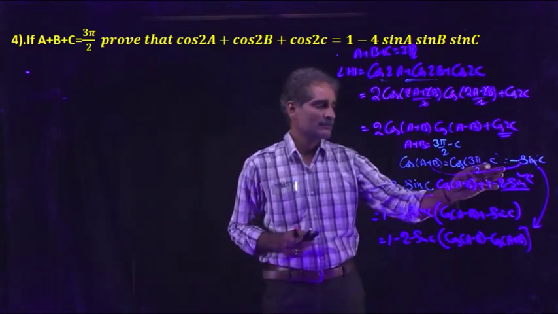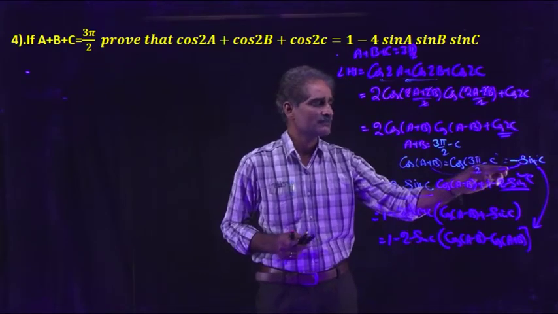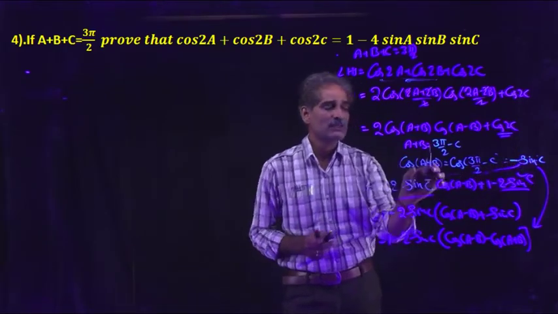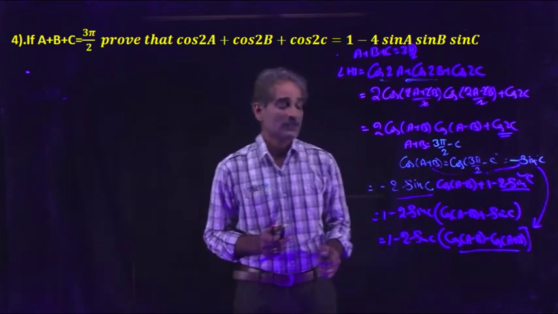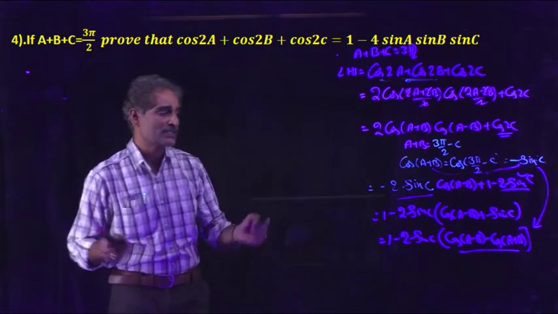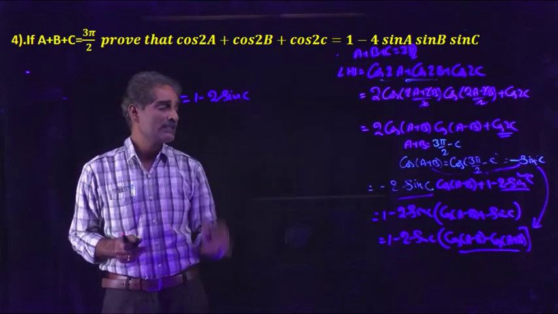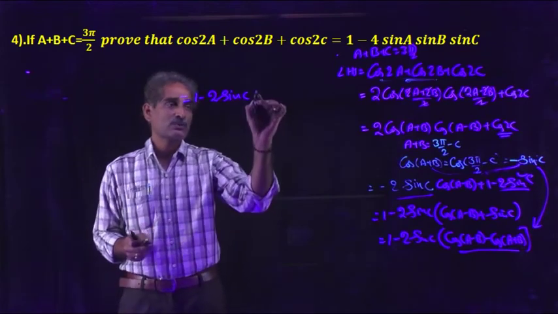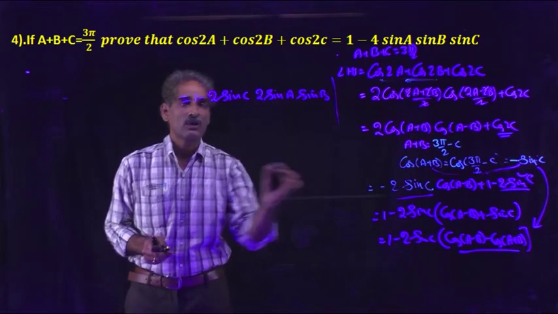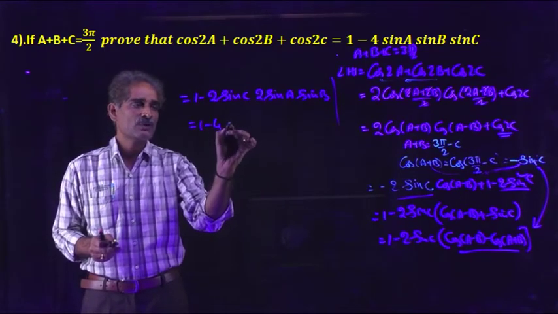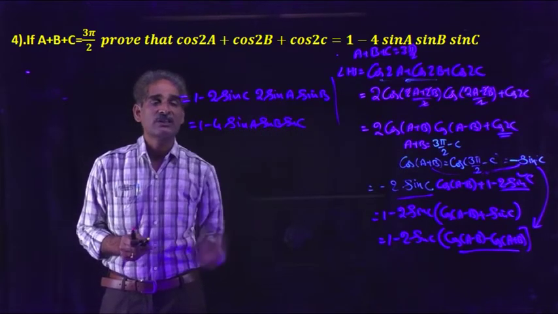Understand? So here, okay, this is not wrong. Right. So minus sin c equals cos(a+b). Sin c equals minus of cos(a+b). So this is a direct formula: cos(a−b) minus cos(a+b) equals 2 sin a sin b. Here we will get 1 minus 2 sin c into cos(a−b) minus cos(a+b), 2 sin a sin b. So now here we will get 1 minus 4 sin A sin B sin C.